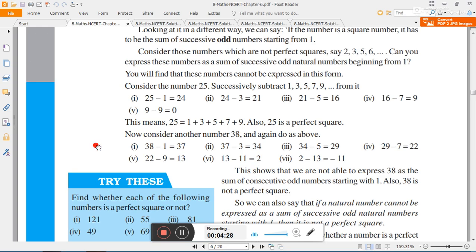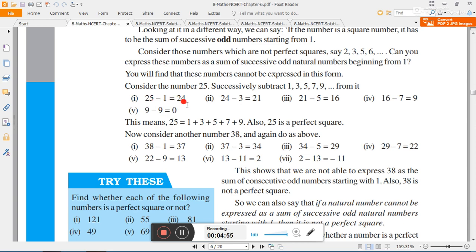So this addition of the first odd numbers, you know that it becomes a square. So by using that concept we can find the square root of any number. See, 25 is given, and if we subtract the odd numbers in increasing order from the given number, we will get the square root of that number.